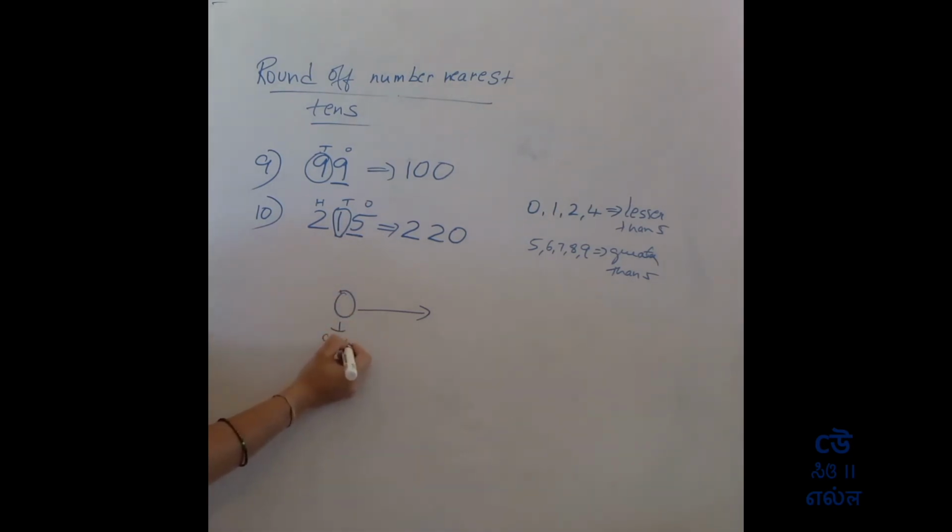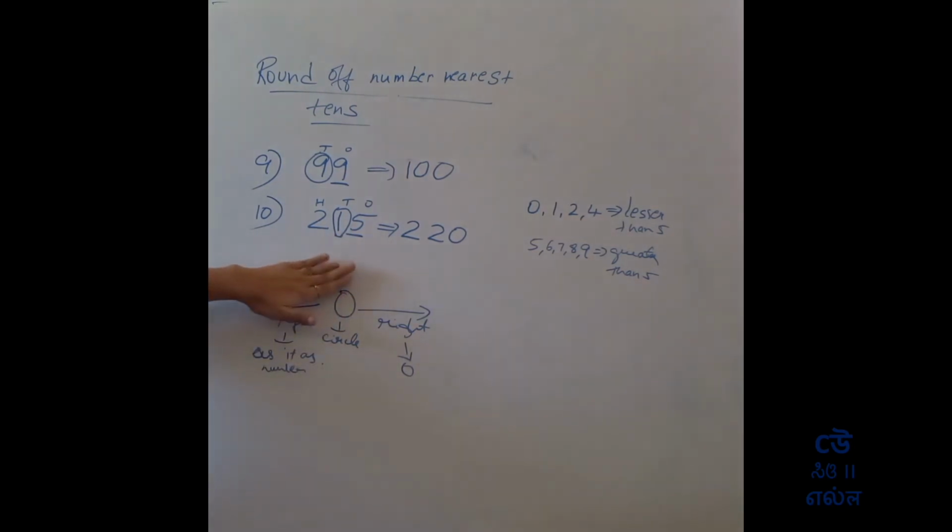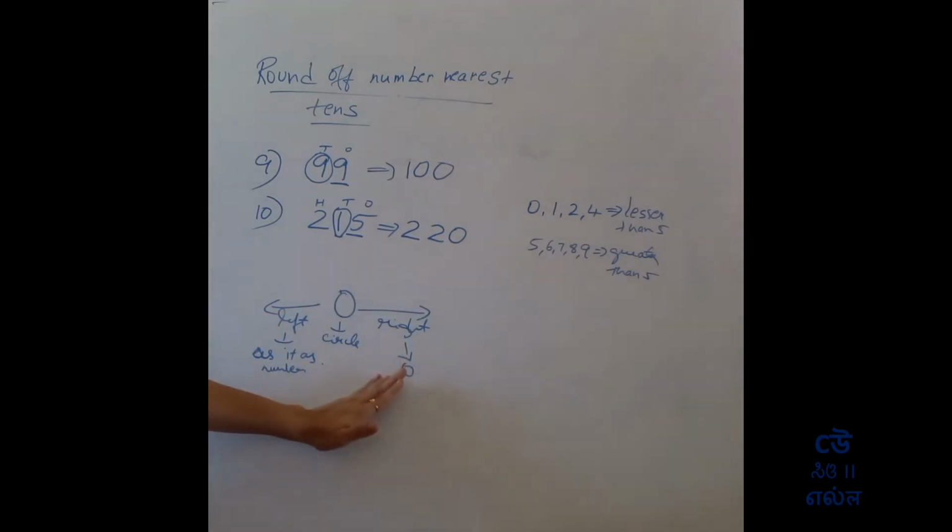This is the circle. Okay. Right side to the circle number, whatever it comes, you have to consider as 0. Left side, whatever is there, you have to write the number as it is. Understood, children? The number we are circling, the left side to that number will be as it is. Right side to that number, whatever it may be, we have to consider those numbers as 0. This is the main point you have to keep in your mind again.